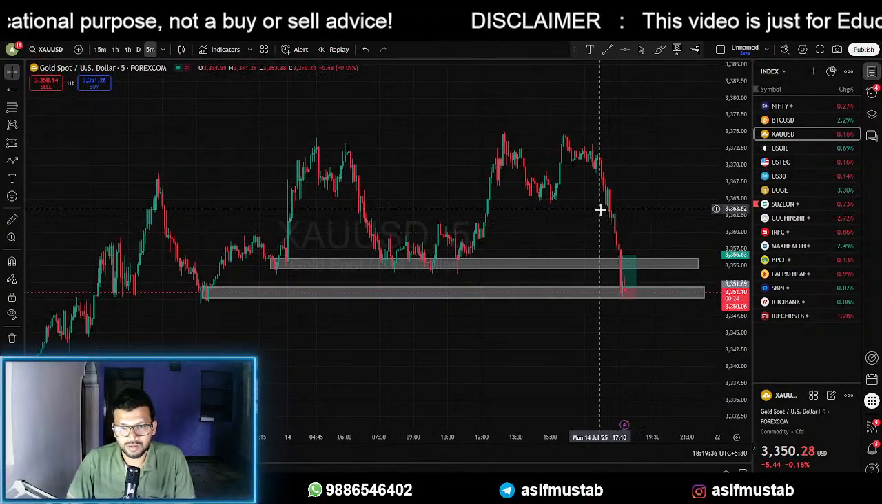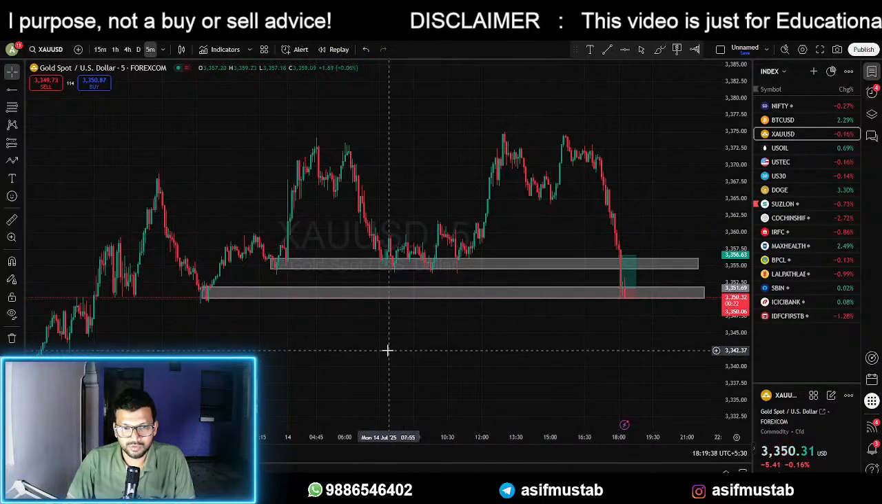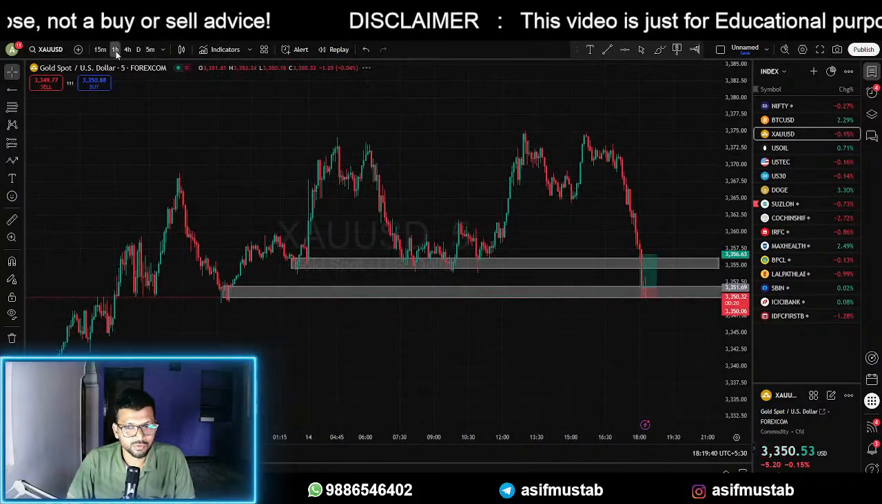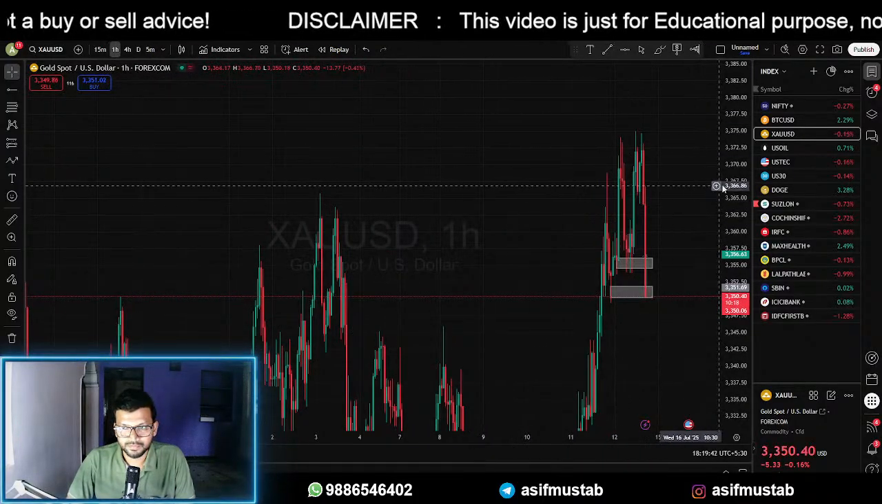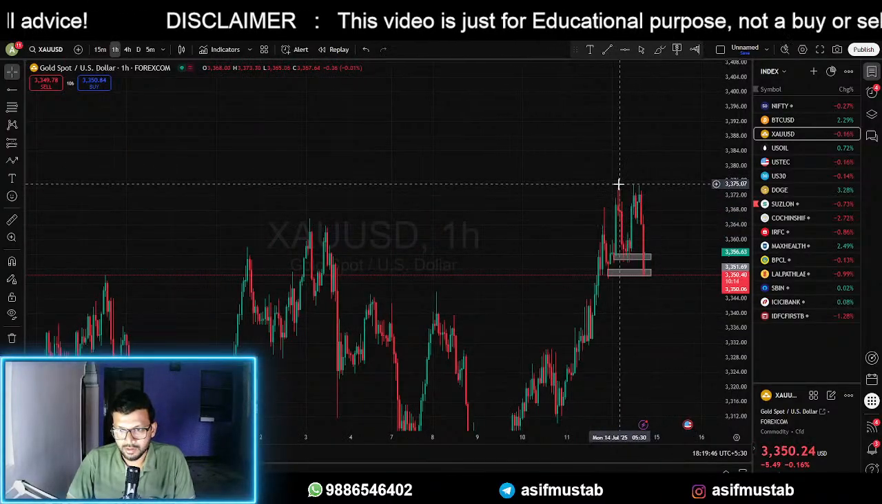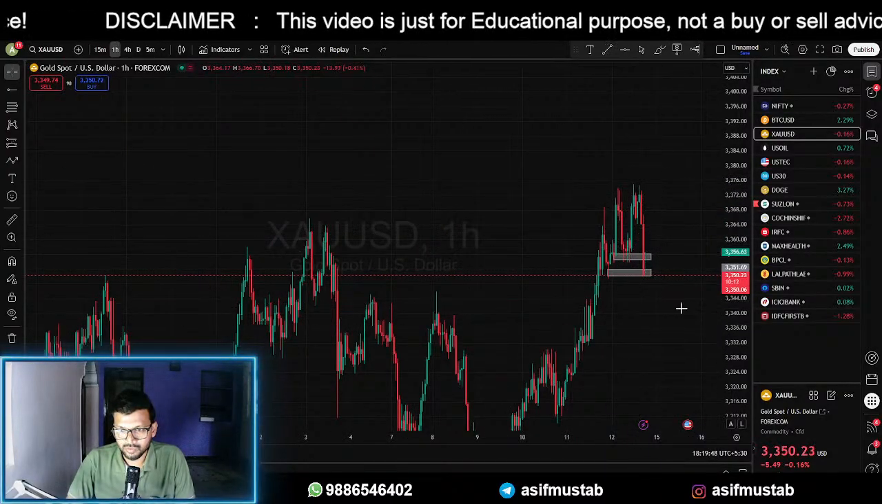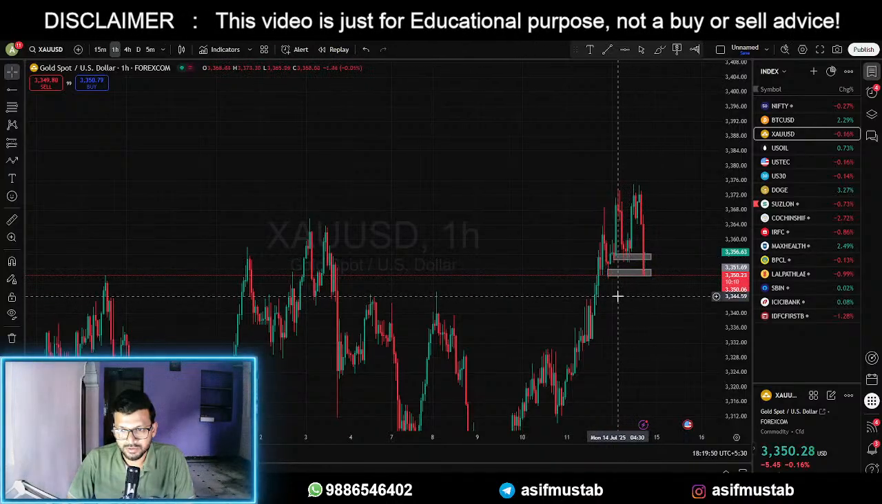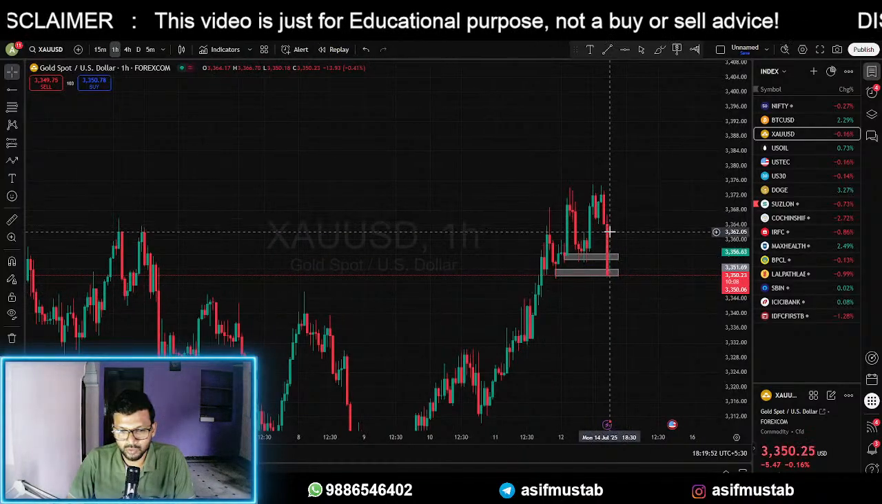Look at this selling in gold. This is a huge selling. If we go for higher time frame, you can see from 3372 we are seeing a big selling in these two candles itself.